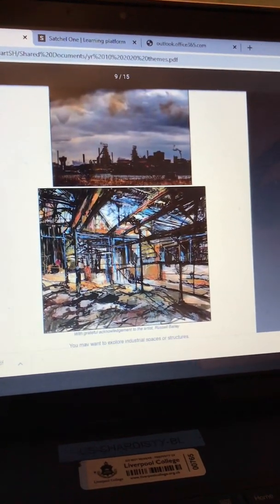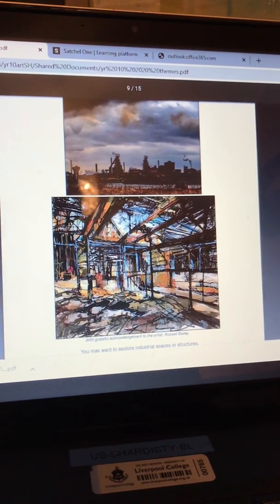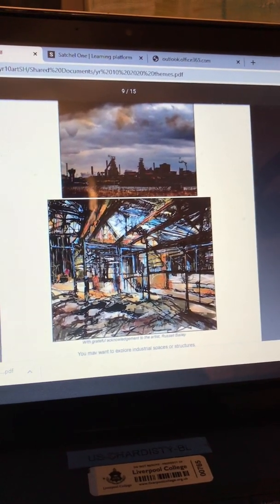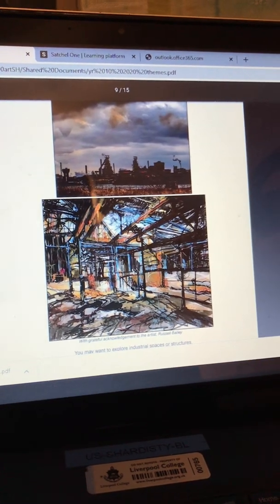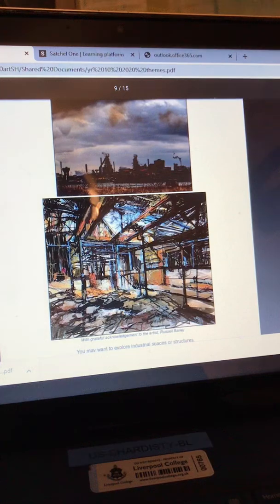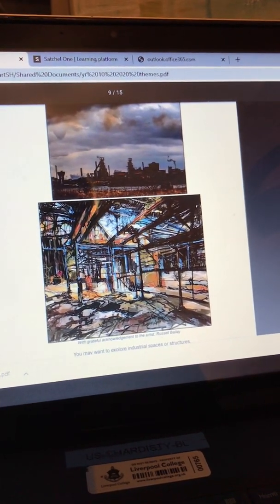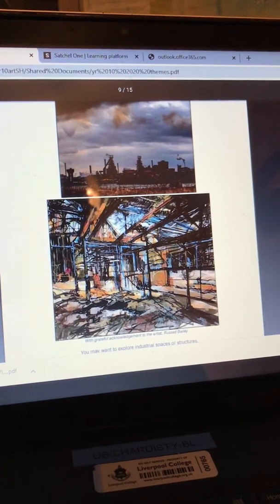So looking at the space around us, the architecture, and seeing how this creates linear patterns and shapes. Industrial spaces refers to the inside and the outside of the buildings. Things like skylines and cityscapes also would be an option for exploring.